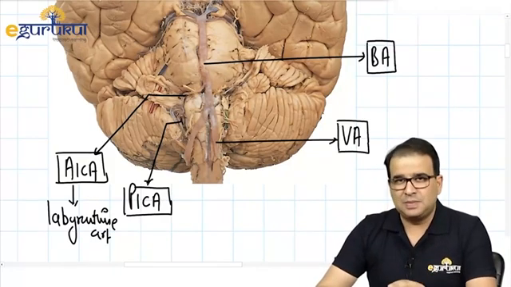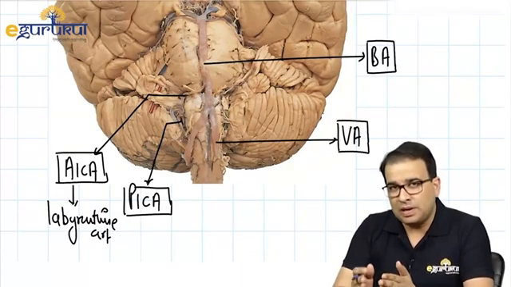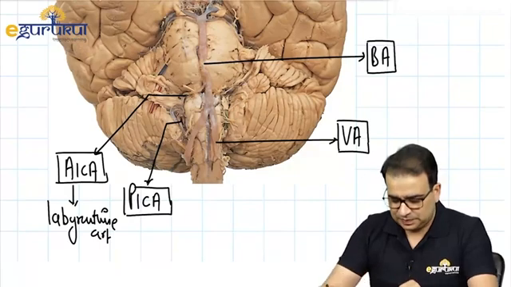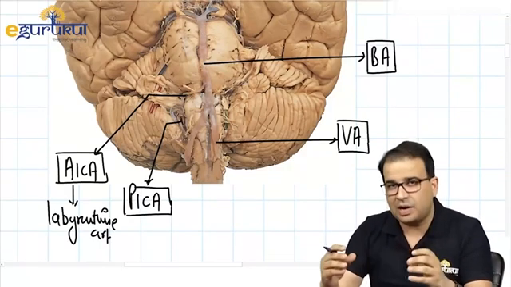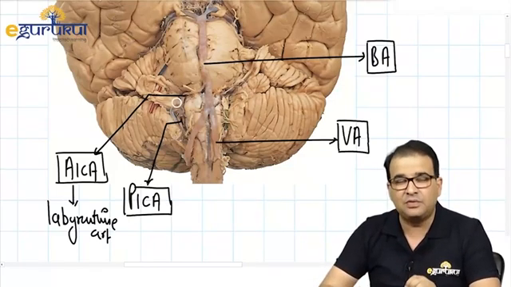At most of the places it is mentioned that labyrinthine artery comes from the basilar artery, which is true, but most commonly it's a branch of anterior inferior cerebellar. It may come from basilar also. So if you're looking for a major artery coming from the lower part of basilar artery or the initial part of basilar artery, that is anterior inferior cerebellar.